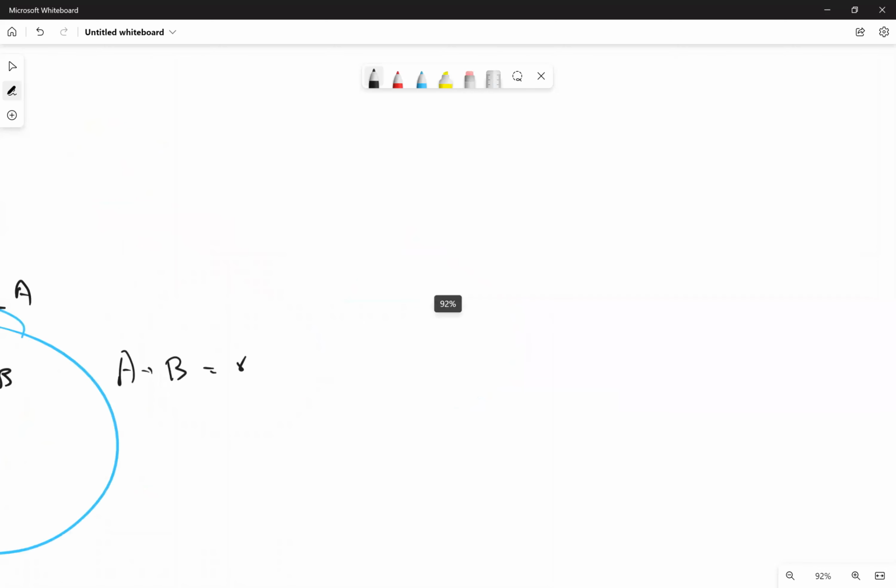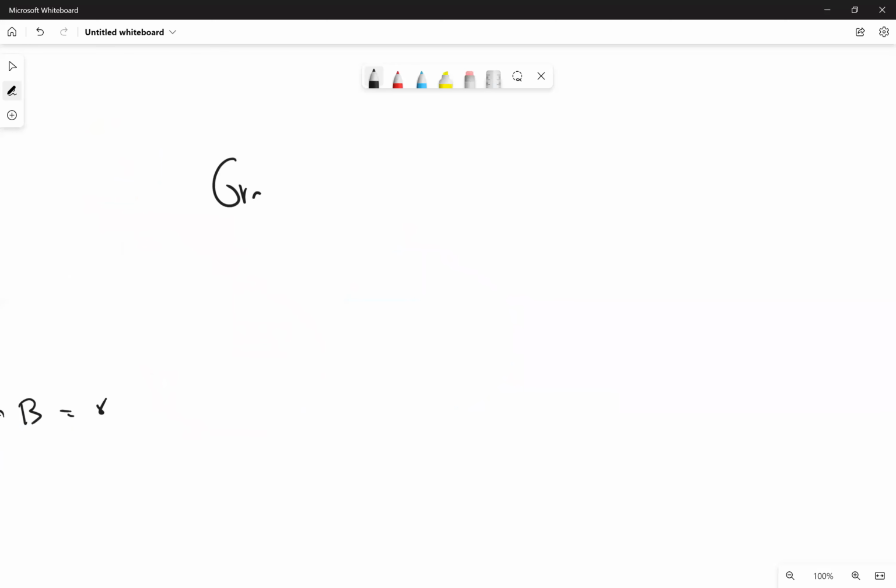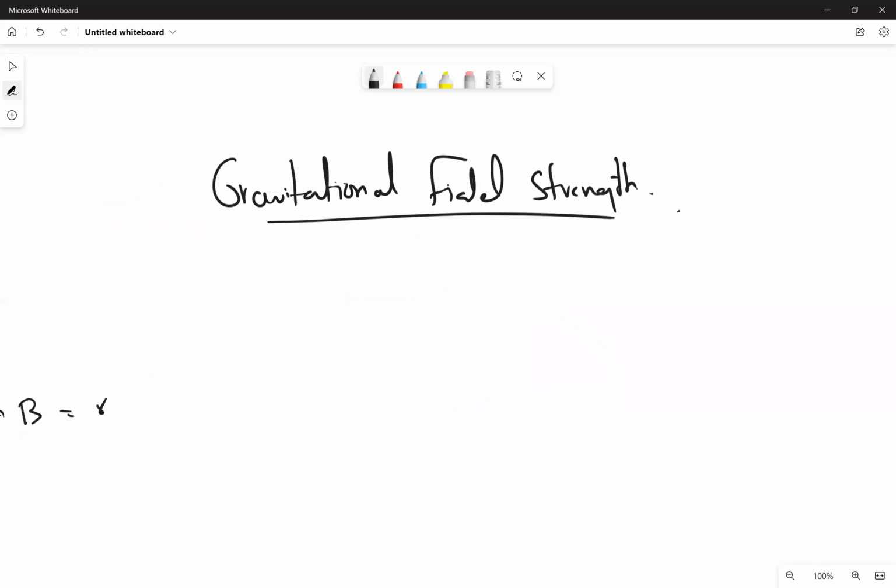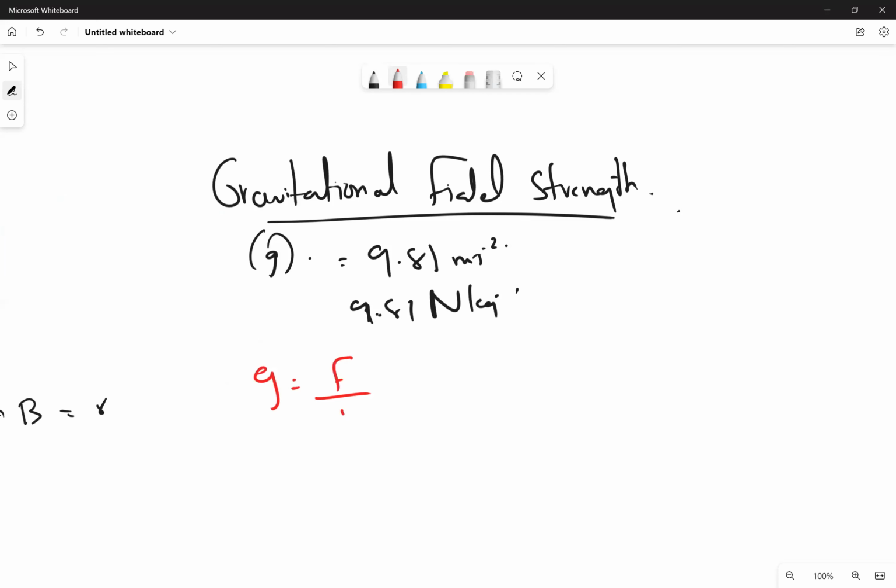Now the next concept is gravitational field strength. Gravitational field strength is represented by g. And you already know the value, that's 9.81 meters per second square, the gravitational acceleration basically, or it's 9.81 newtons per kg. Gravitational field strength is force per unit mass basically. So the formula for g is F over m, and the word for word definition is that it's force per unit mass on a small object at any point.